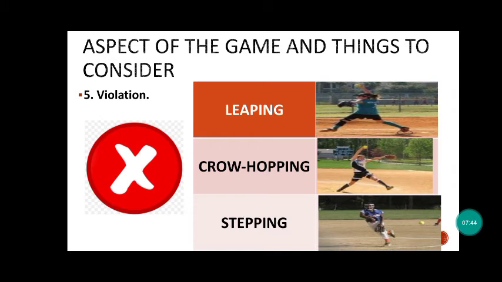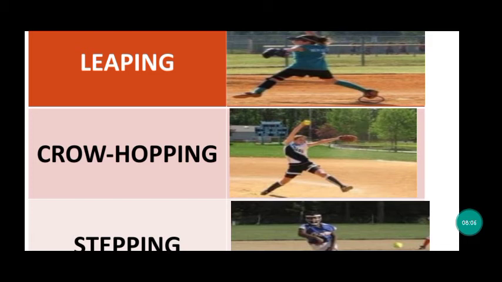So number two, crow hopping. In this move, both feet of the pitcher are dragged off the plate. Replanting of one of the feet takes place in order to derive advantage by means of a second push off. So the pitcher gets undue advantage as this enables him to release the ball at a greater speed. It is also possible to deceive the batter by changing the pace of the ball.